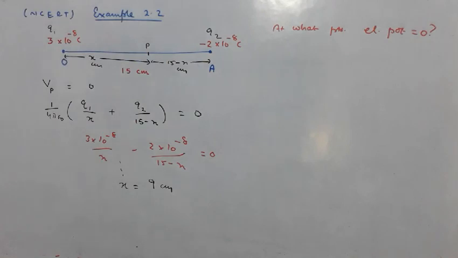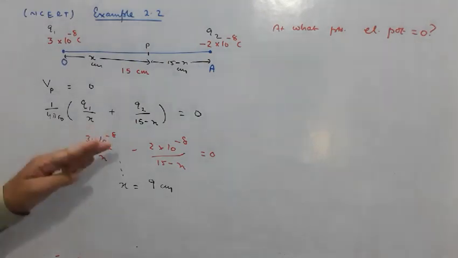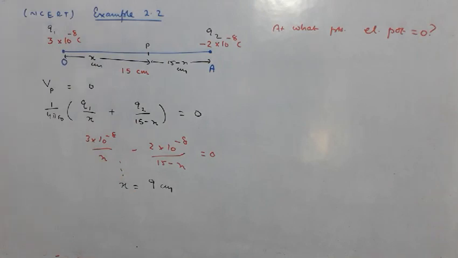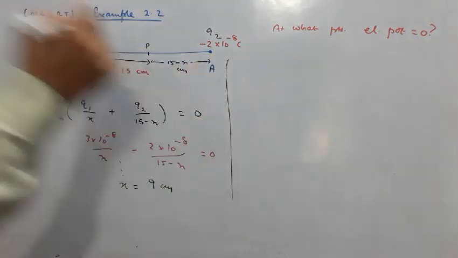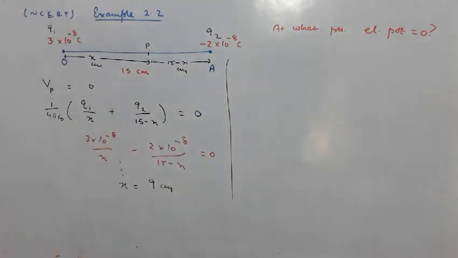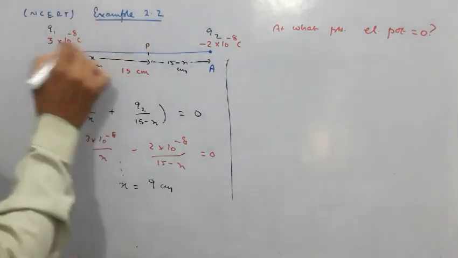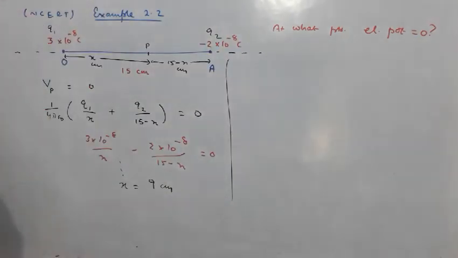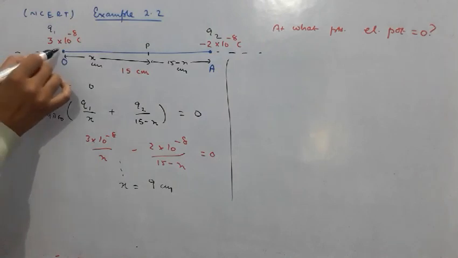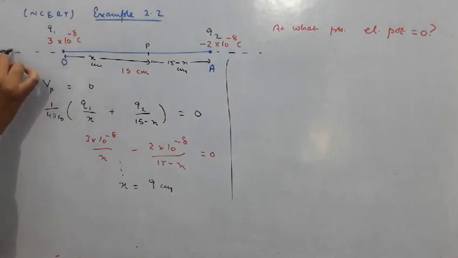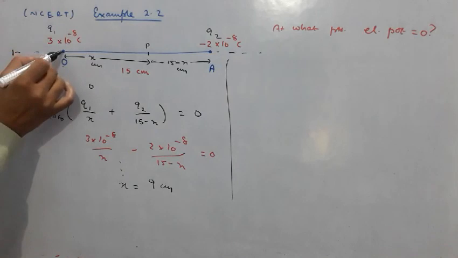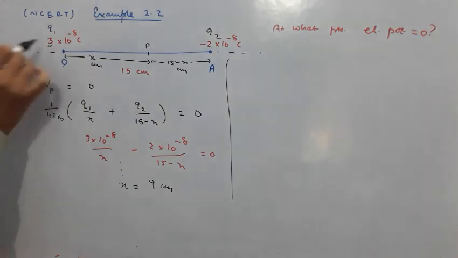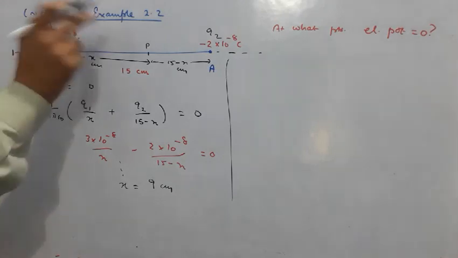Wait a minute, but this is not the complete answer. Is there any other possibility of the location of such a point where potential is 0? Can it be in this region to the left of O or to the right of A? To the left of O, any point if you choose, that point will be closer to that charge which has a greater magnitude. So it will always dominate. So complete cancellation, plus and minus, is never possible.